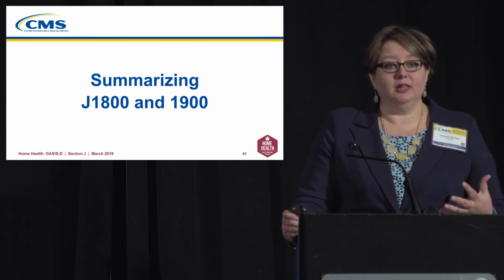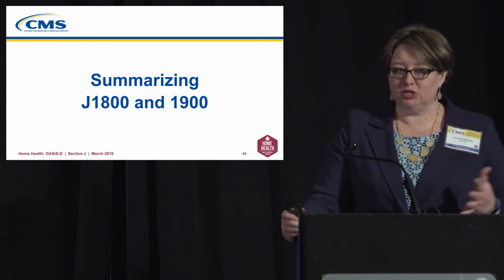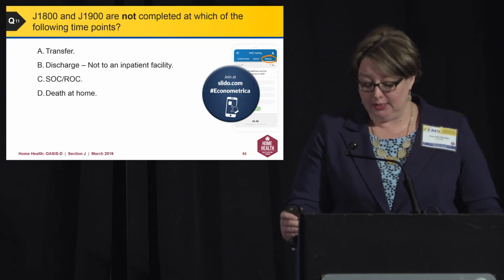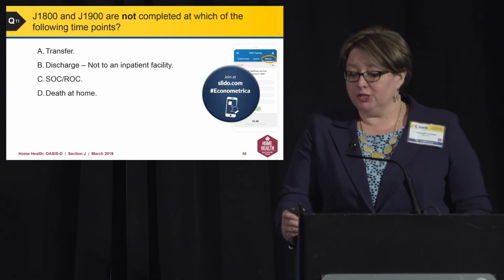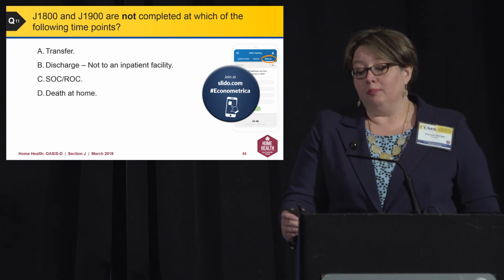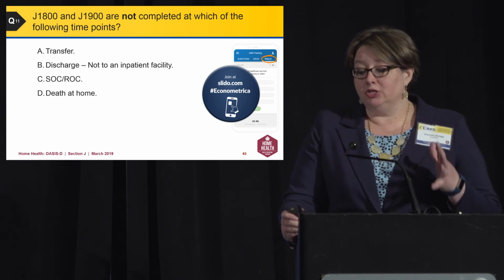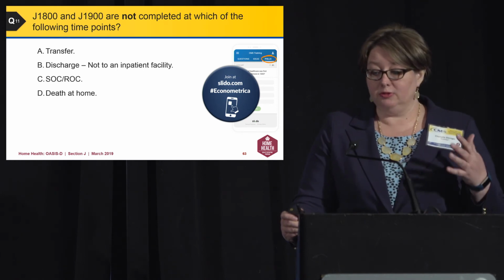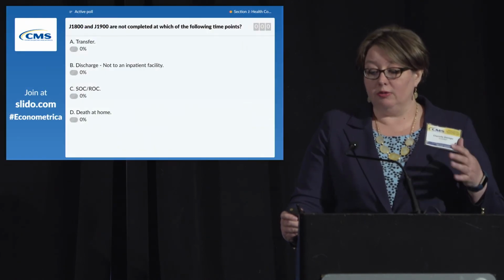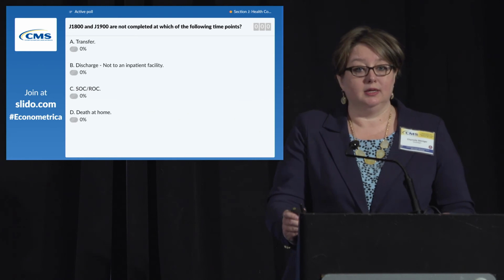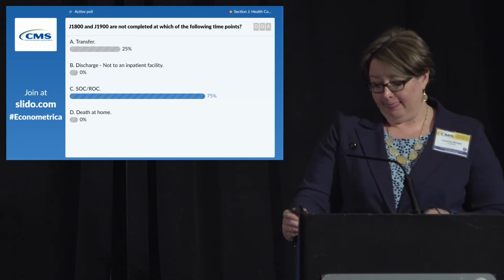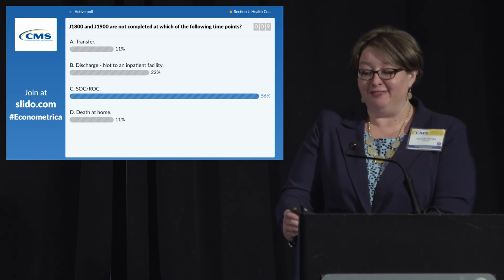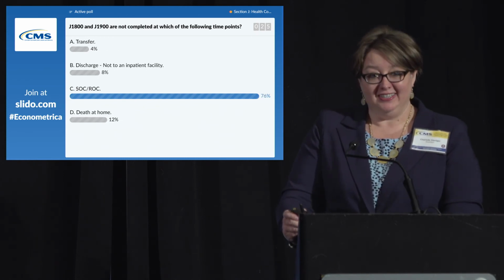I just have a couple of knowledge checks I want to share with you guys just to make sure we're all on the same page with some general understanding for J1800 and J1900. And my first question has to do with what J1800 and J1900 are not completed at which of the following time points? Is it transfer, discharge, start of care, or death at home? What do you guys think? Remember, are not completed at which of the following time points?